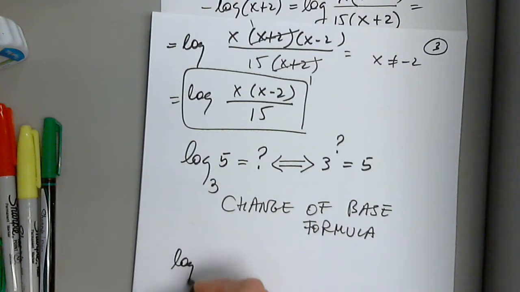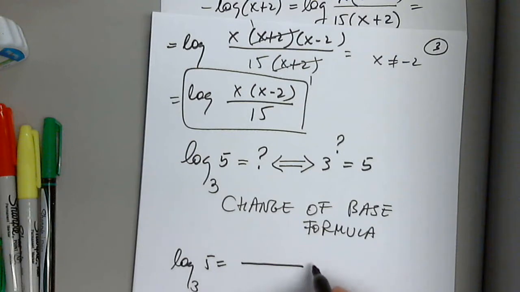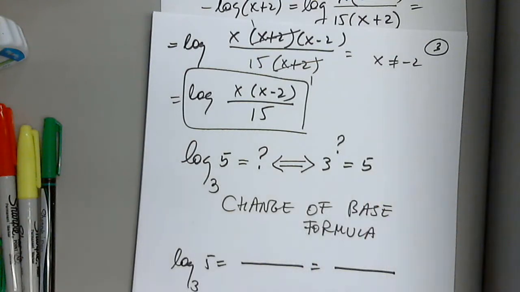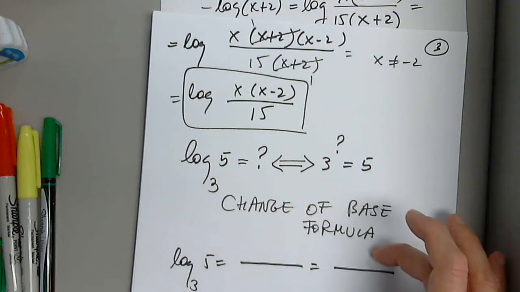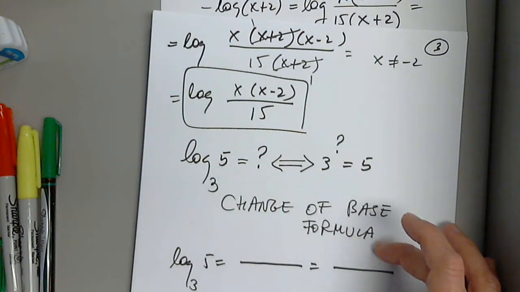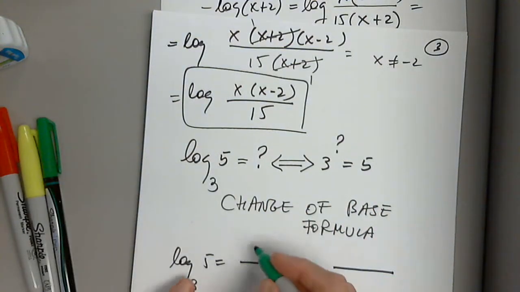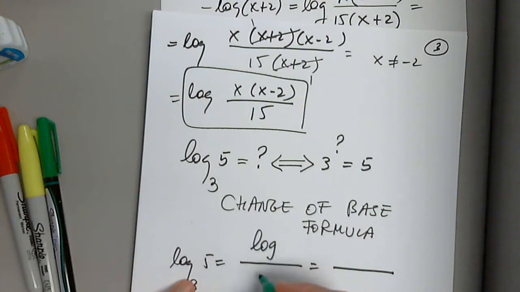So log base 3 of 5 can be presented, and it will be only one number. Is that clear? We will not be able to find two numbers that we raise 3 to get 5, right? There is only one, some number between 1 and 2, guaranteed. It doesn't matter which of these two you use. You don't have to use both. You will get the same number with both. So here's the change of base formula. If we want to use common log, it's a ratio of two logs.